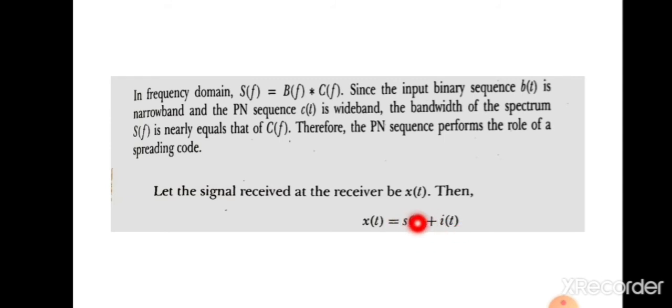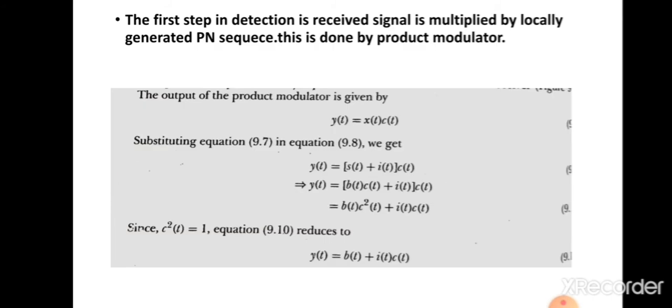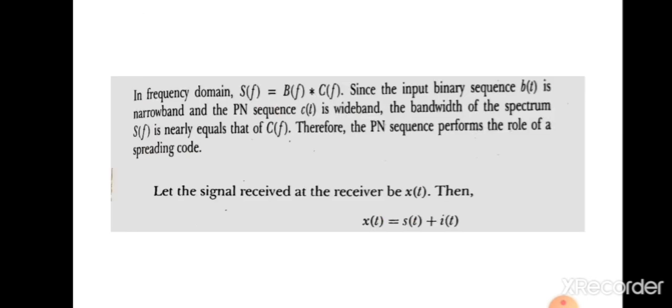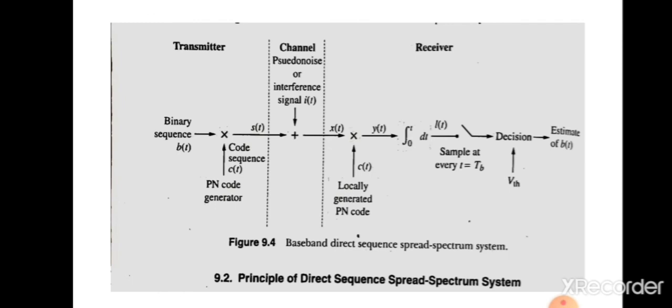We know what S of t is. S of t is equal to B of t into C of t. Before that, let us see this detector. At the demodulation side, first we modulate this received signal with the locally generated PN sequence. Actually, this PN sequence will be the exact form of the PN sequence generated at the transmitter. So this x of t will be modulating this locally generated PN sequence.